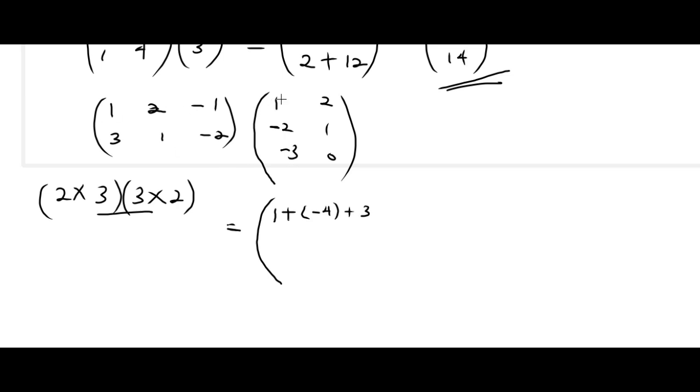So we are done with first row and first column. So let's do first row, second column. 1 times 2, that is 2, plus 2 times 1, that is 2, then plus minus 1 times 1, that is minus 1. Now let's do third row, second row, first column. So 3 times 1 is 3, 1 times minus 2 is minus 2, minus 2 times minus 3 is 6. Then 3 times 2, we have 6, 1 times 1, we have 1, and minus 2 times 0, we have 0.